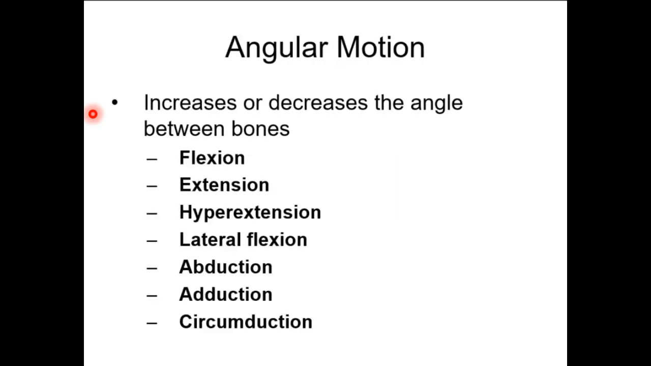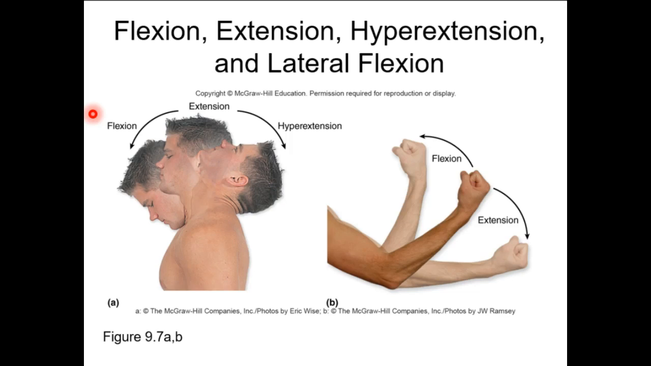So let's go in order. And again, me and the textbook have a few disagreements here about what constitutes hyperextension. So flexion is actually decreasing an angle of a joint. Flexion of your arm at the elbow looks like this. Flexion of your arm at the shoulder is actually going to look like this.